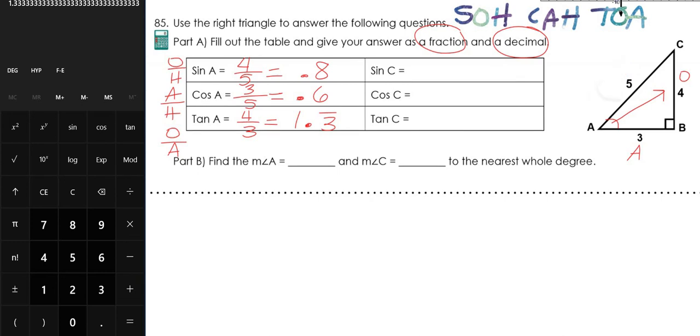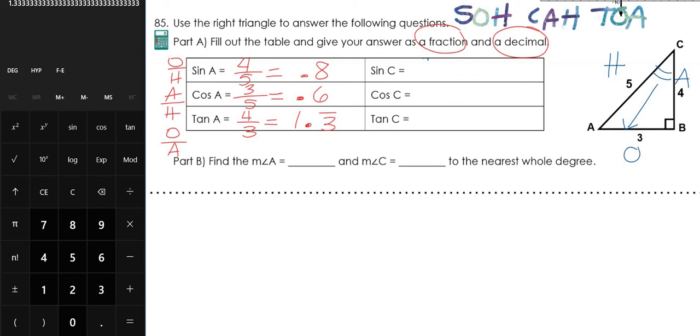All right, let's go on to the second column here. I'm going to erase all of this information, and now I'm going to have my reference angle as angle C. So if angle C is my reference angle, my opposite side is 3. My hypotenuse does not change. It's always the 5. It's across from the right angle. And my adjacent side is 4. So sine of C is opposite over hypotenuse.